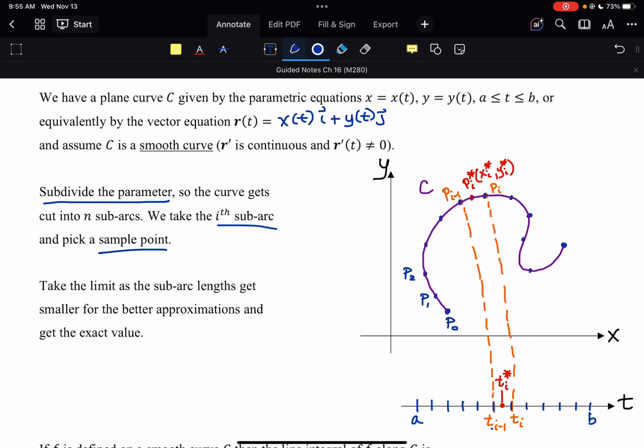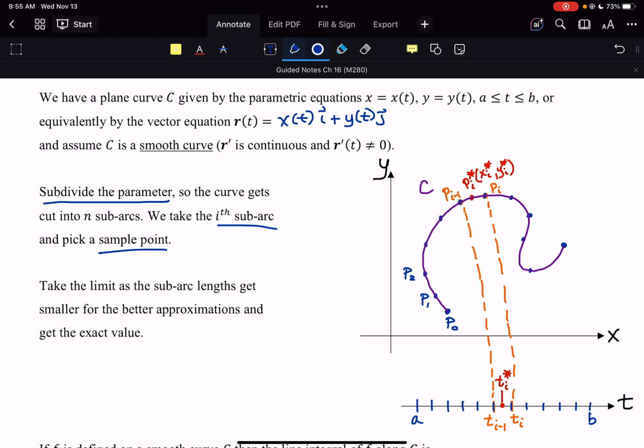So we go from t_{i-1} to t_i. So that's P_{i-1} to P_i. So that's this piece of the curve right there. And we picked a sample point. The sample point is t_i star. That gives us P_i star, which is (x_i star, y_i star). So everything with that star notation just means that that's the sample point that was selected, and it's arbitrary.